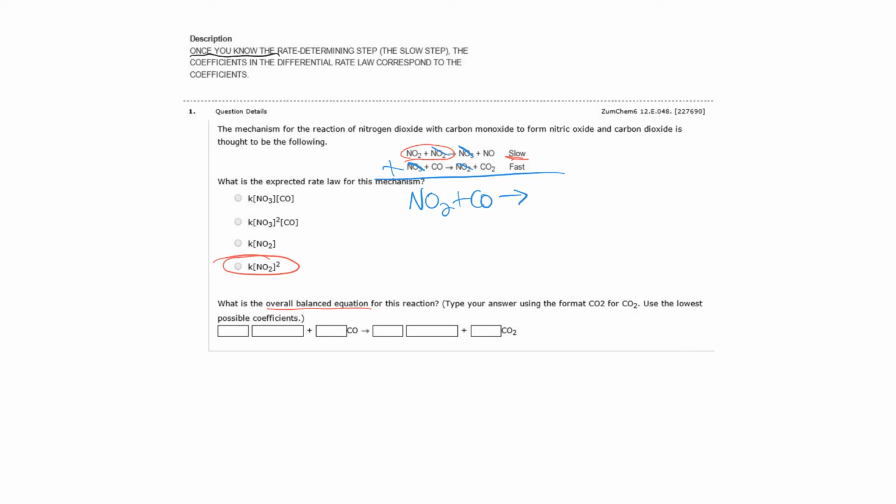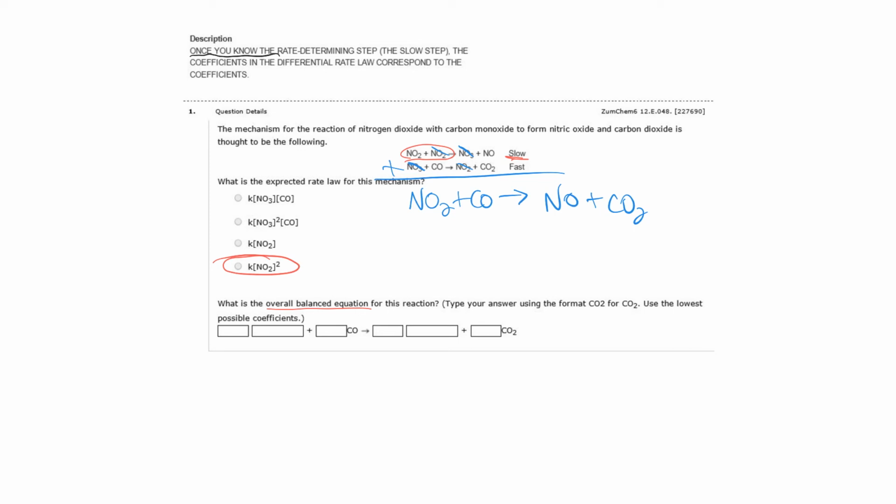on the reactant side we have NO2 and carbon monoxide, CO, and on the right side nitrogen monoxide and carbon dioxide. And they want us to balance this, and it looks like it's already balanced.